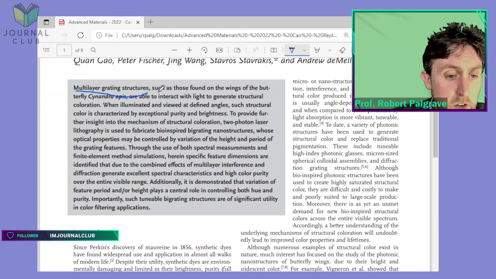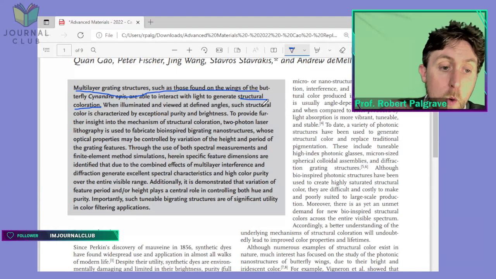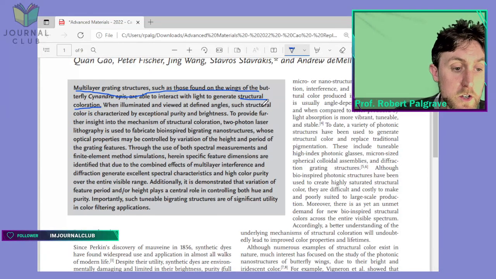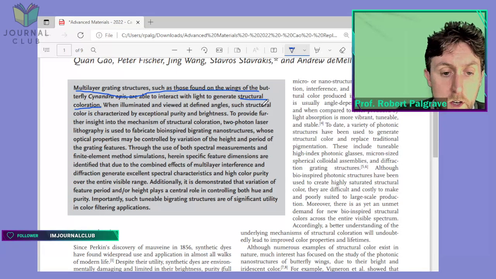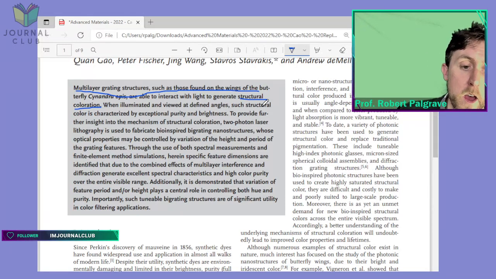Multi-layer grating structures such as those found on the wings of the butterfly Cynandra opis are able to interact with light to generate structural coloration. Okay, this is the key concept here. When illuminated and viewed at different angles, such structural color is characterized by exceptional purity and brightness. To provide further insight into the mechanism of structural coloration, two-photon laser lithography is used to fabricate bio-inspired bigrating nanostructures whose optical properties may be controlled by variation of the height and period of the grating features.